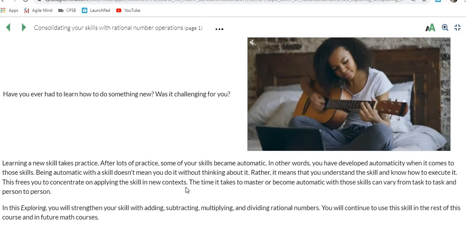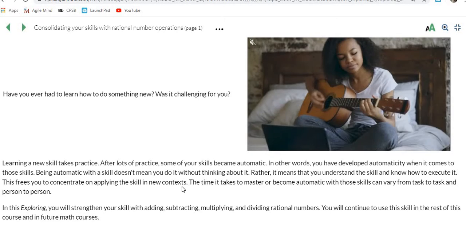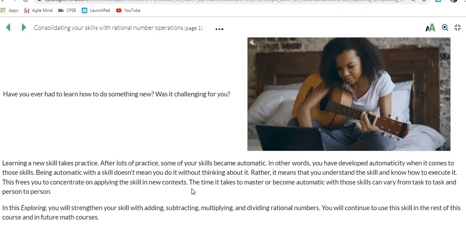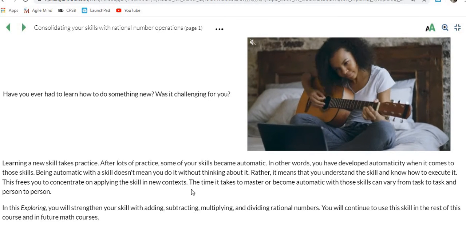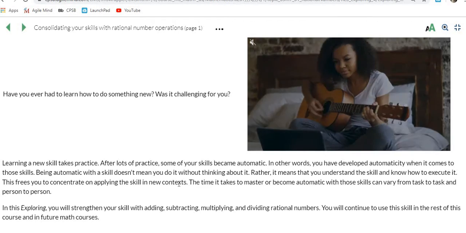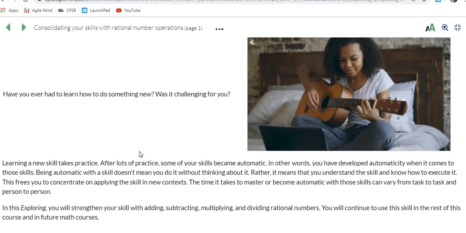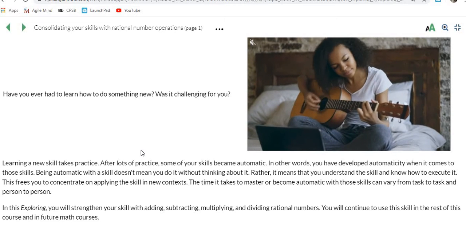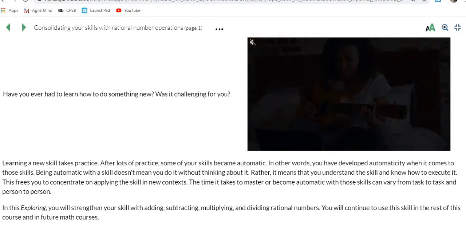Now you don't have to think about 2 times 3. You can think about how to solve a problem using 2 times 3. The time it takes to master or become automatic with those skills can vary from task to task and person to person. In this exploring, you will strengthen your skills with adding, subtracting, multiplying, and dividing rational numbers. You will continue to use these skills in the rest of this course and in future math courses.